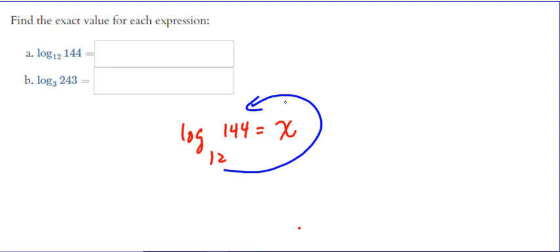Find the exact value for each. I'm going to show you the first one. Log base 12 of 144 is x, some unknown, right? So I'm going to show you what's called a backwards C. I told you the base of the log and the base of the exponential are the same. So 12 raised to x is equal to 144, right?